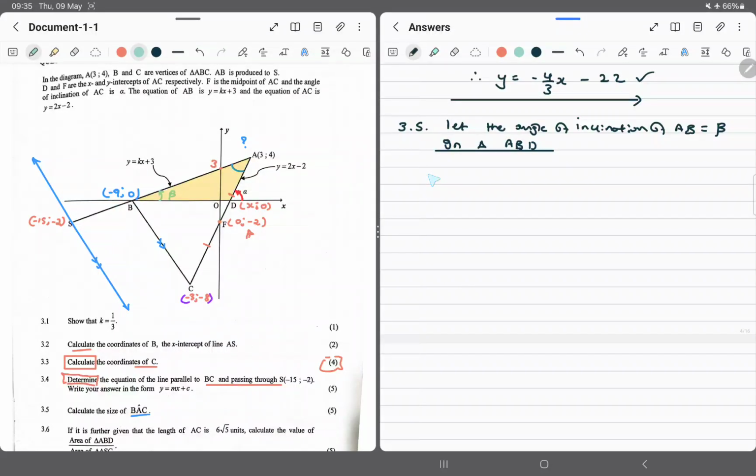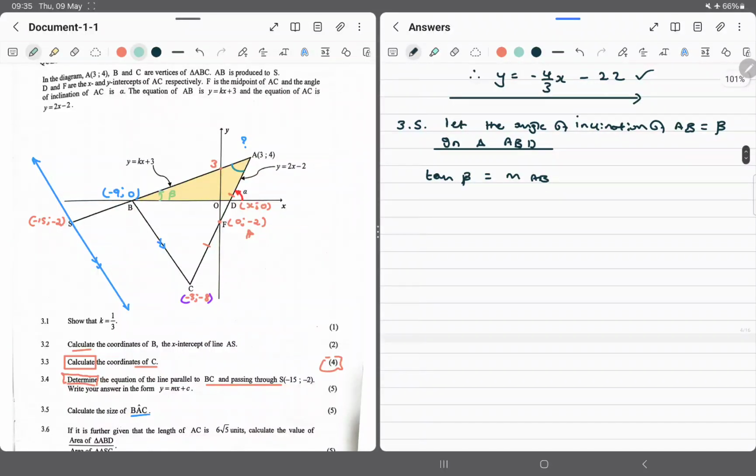Essentially, technically, we know that the tangent of beta is going to be equal to the gradient of AB. Here we don't need to justify that because we said beta is our angle of inclination. Now this implies that our tan beta, speed up. This is what happens. I write badly. What is that gradient? We found it to be a third. That means our beta is going to be the inverse tan of that gradient.